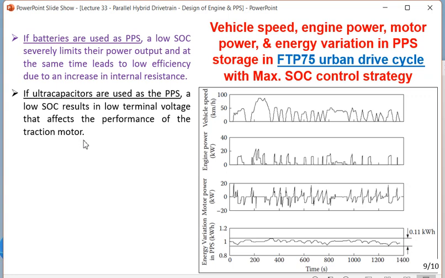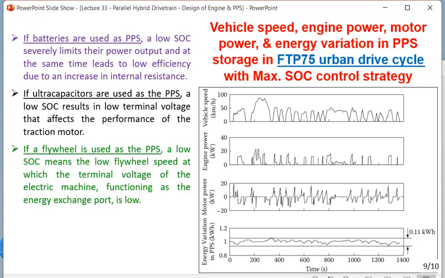The drawback of the battery is that, because of its internal resistance, PPS source efficiency will be less. The drawback of the ultra capacitor is that whenever the PPS source is used, its terminal voltage will be less. That will actually harm the performance of the traction motor. So what is the third option? The third option is a flywheel, an ultra high speed flywheel. If a flywheel is used as the PPS, a low SOC means low flywheel speed, at which the terminal voltage of the electric machine functioning as the energy exchange port is low.